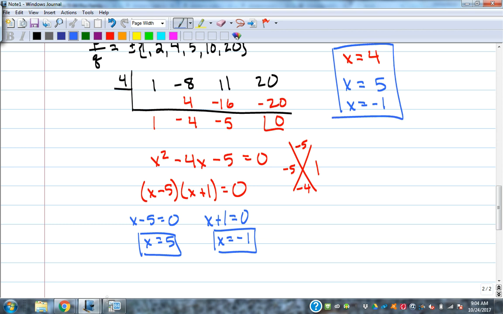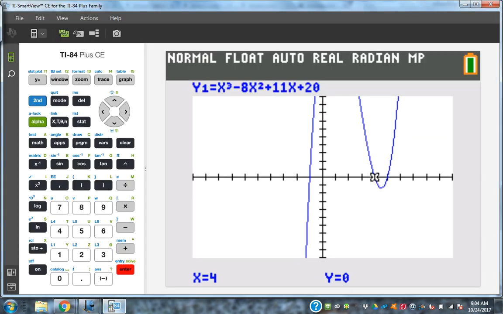Look back at the graph. Where did it cross the x-axis at? Those same places, 4, 5, and negative 1. All three of its zeros were rational. That's not always the case, okay? You won't always have all three of them being rational.